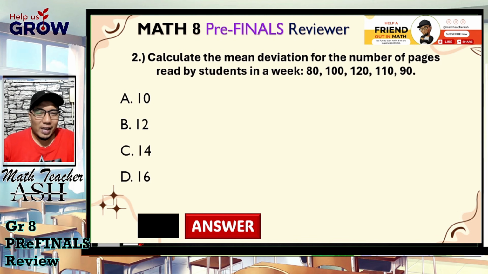Calculate the mean deviation for the number of pages read by students in a week: 80, 100, 120, 110, and 90. Is it A, 10, B, 12, C, 14, or D, 16? I'll give you 5 seconds to think about your answer.